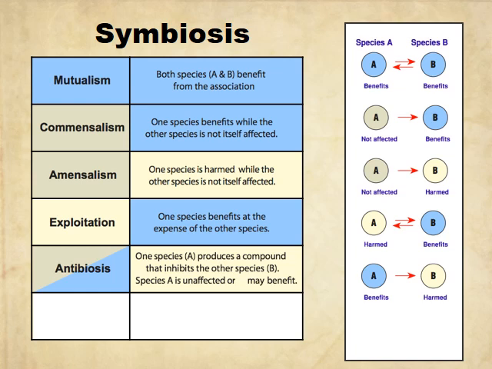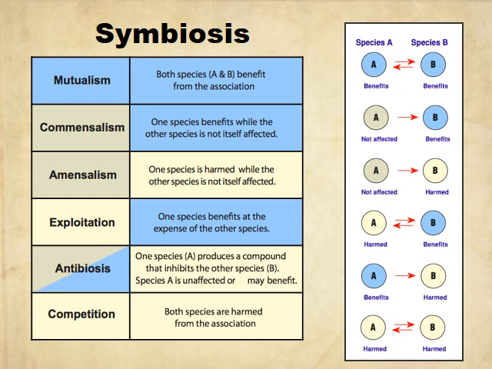It may or may not benefit. Species A may or may not benefit from it. And then competition, both species are harmed from the association. The one that's missing here is parasitism. Okay, that's when one species is harmed and the other one benefits from it.